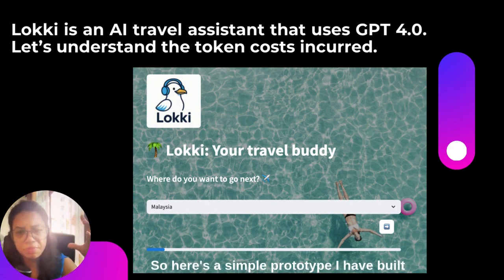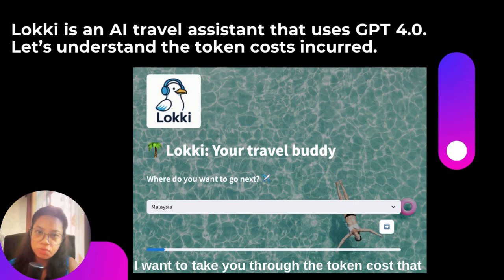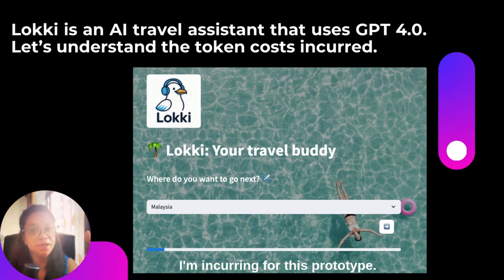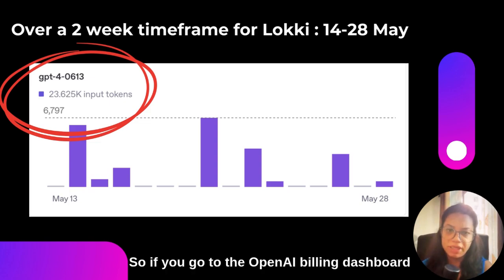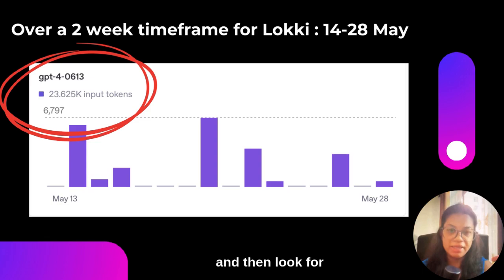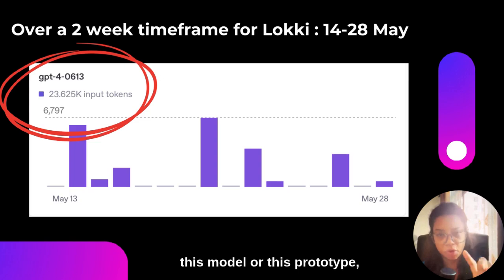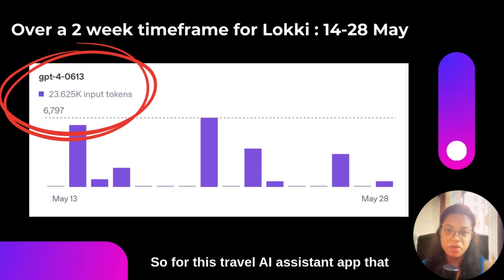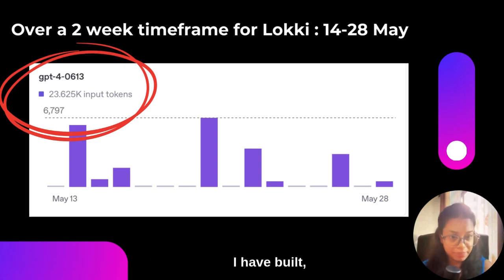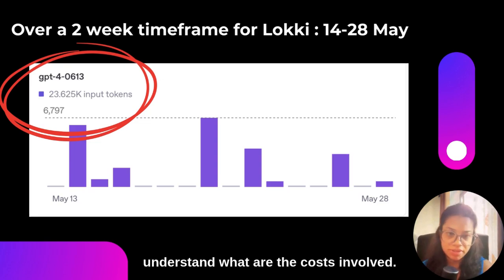So here's a simple prototype I have built of an AI travel assistant that uses GPT 4.0. So I want to take you through the token cost that I'm incurring for this prototype. So if you go to the OpenAI billing dashboard and then look for the API key which you are using for this model or this prototype, then you can do the drill down of the costing. So for this travel AI assistant app that I have built, I have taken a 2 week time frame to understand what are the costs involved.